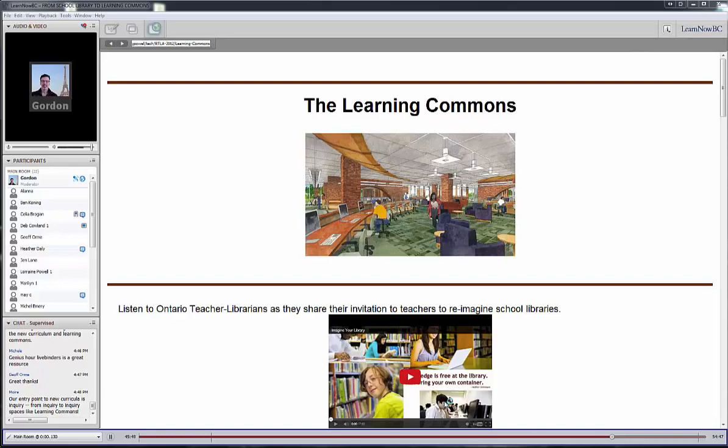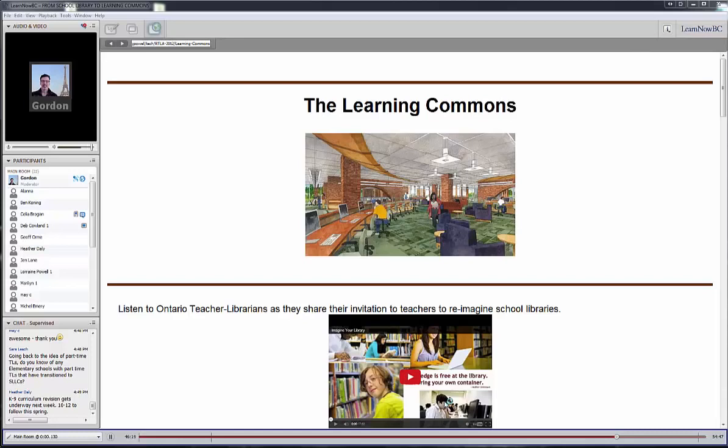Michelle asks, is there some work being done with regards to the new curriculum and Learning Commons? You know, Library Learning Commons is one of those things that doesn't really have a clear ministry definition, and so I think that really underscores the importance for us as teacher librarians in the province to stake our claim on this.